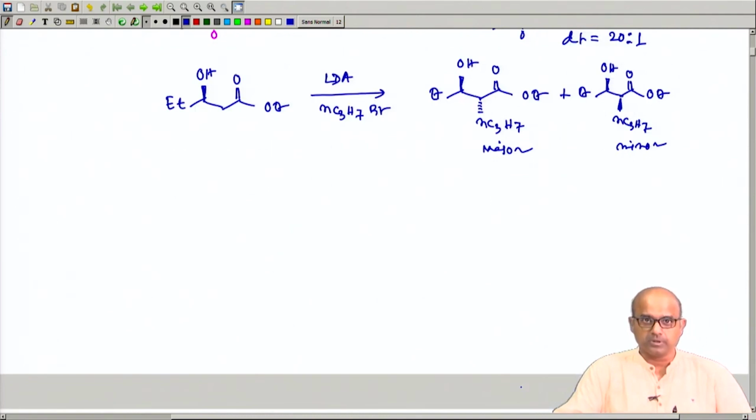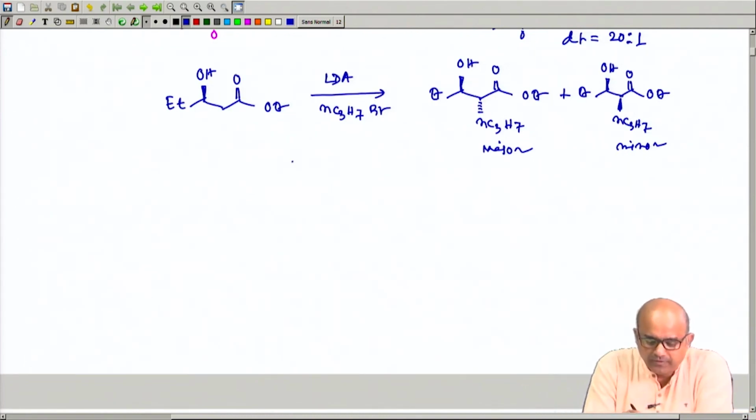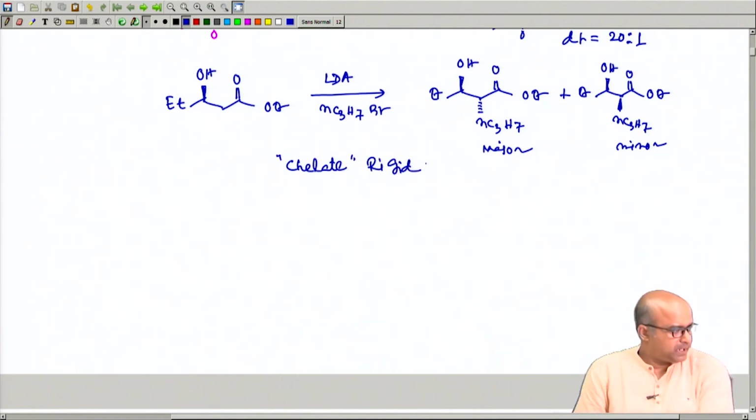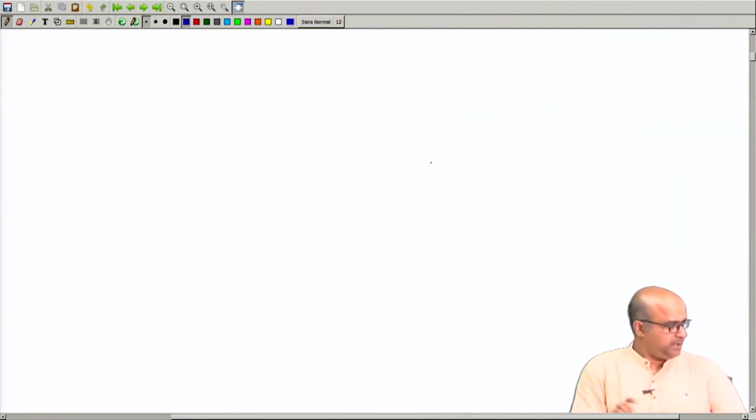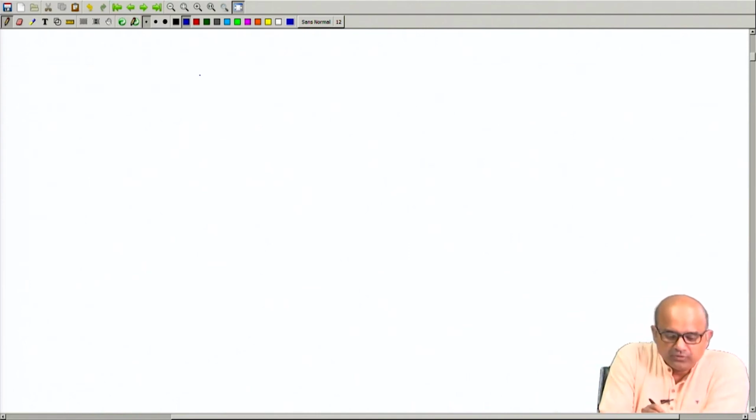Remember, when we talked about the model, we said sometimes if you have a chelating group, you may form a rigid chelate. Now, this kind of rigid chelate also gives you clear-cut stereo control. Now, continuing to the next page, we will be discussing this. So, let us talk about something like this.